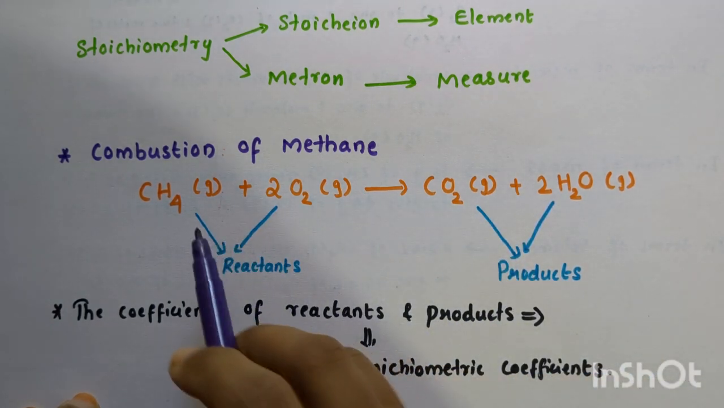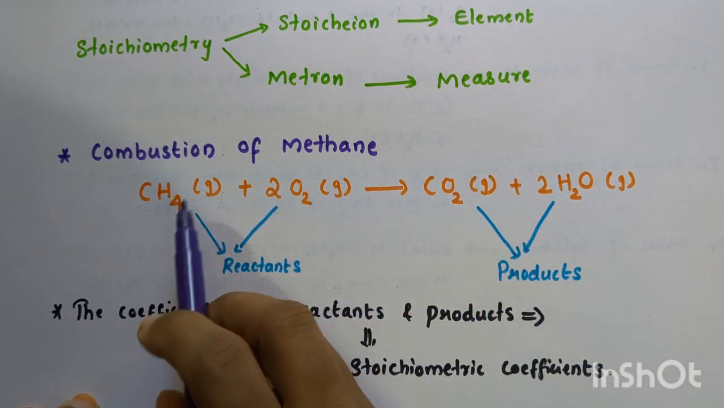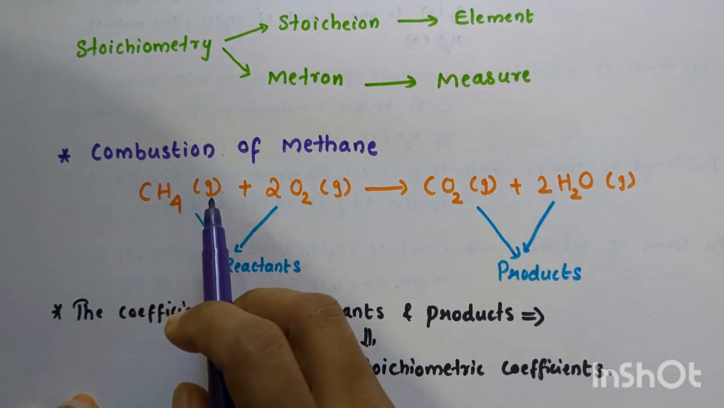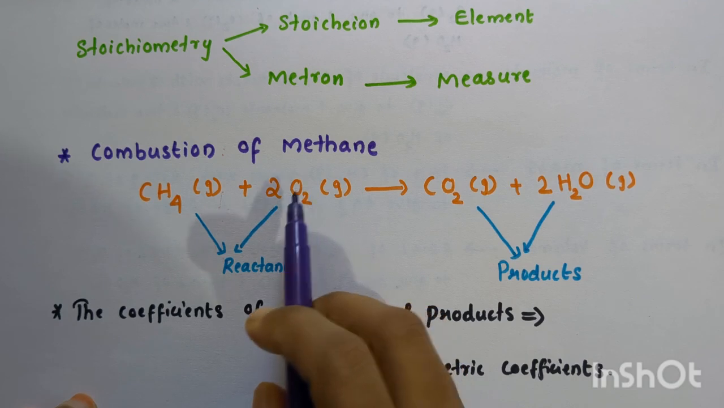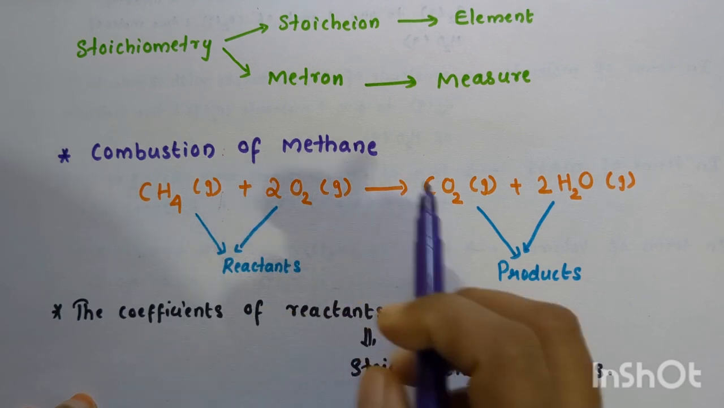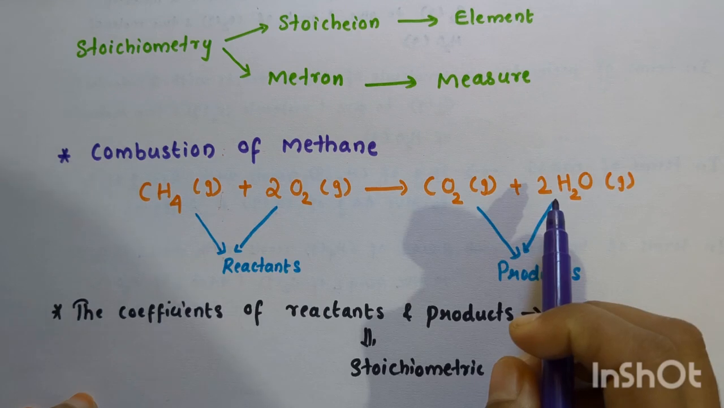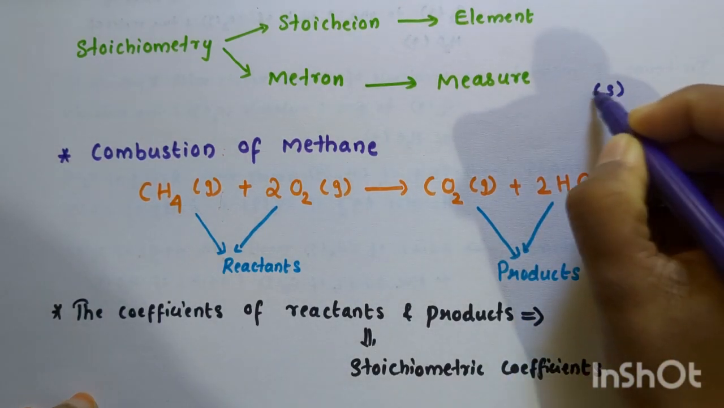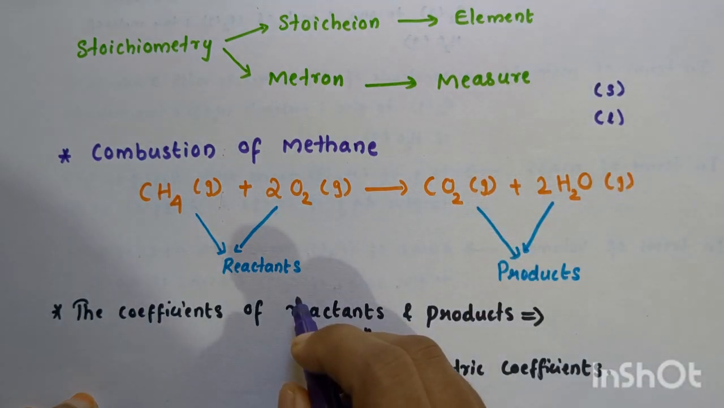Here all the reactants and the products are gases. It has been indicated by the small letter g in brackets next to the formula. That is, methane gas reacts with dioxygen, that is oxygen gas, and gives carbon dioxide gas plus water vapor. Similarly, for solids we write s within brackets, and for liquids we write l within brackets.